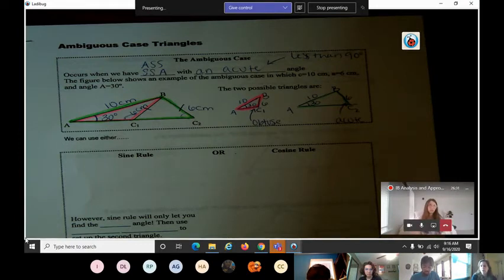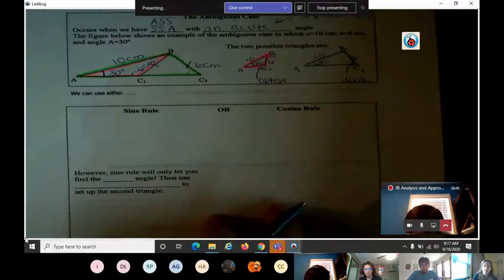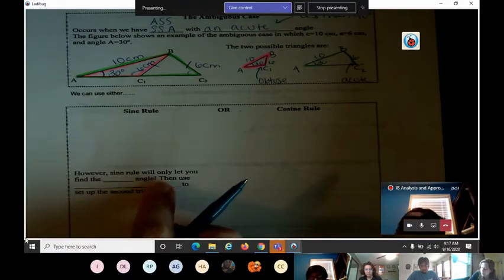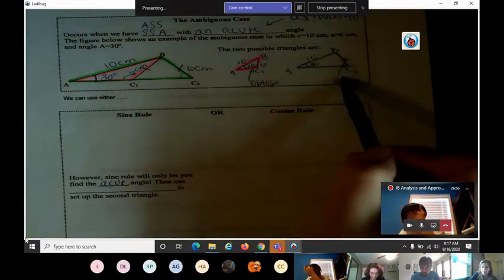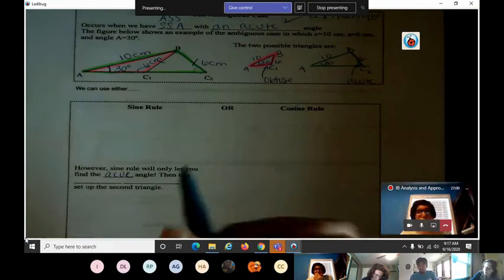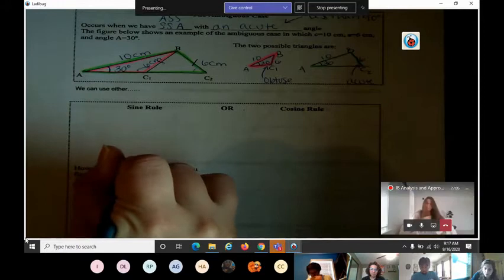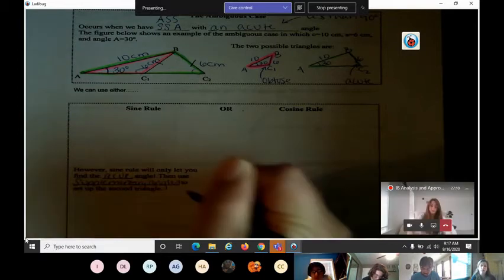Okay, so if they asked us to solve these triangles, we have two different triangles and two different ways we need to solve them. The first possible way is using the sine rule. The sine rule will only let you find the acute angle, so we're only going to be able to do this one with the sine rule. And they use supplementary angles to set up the second triangle.